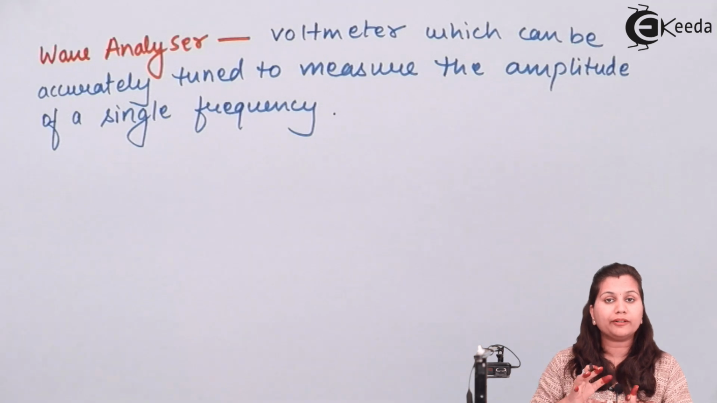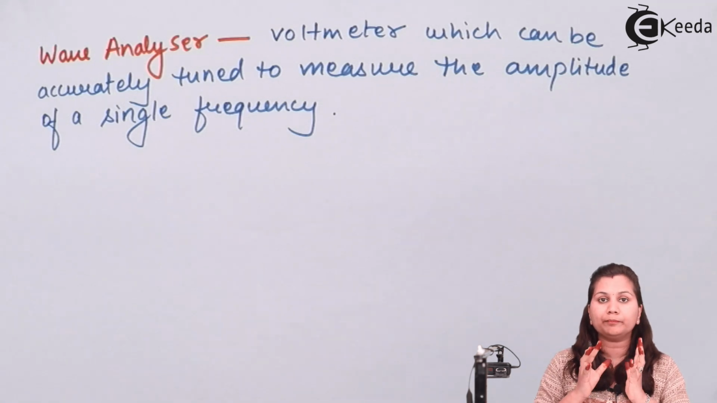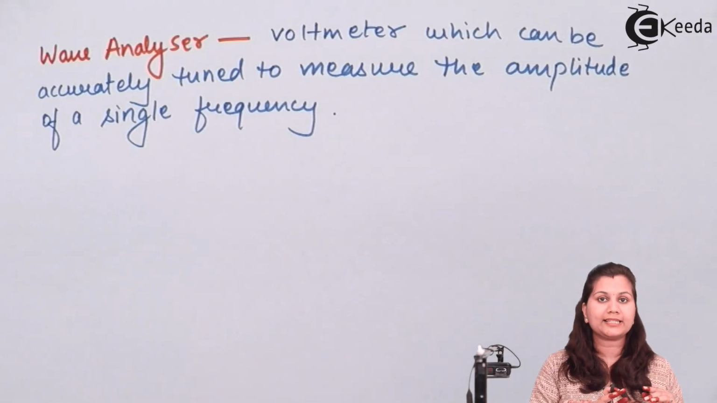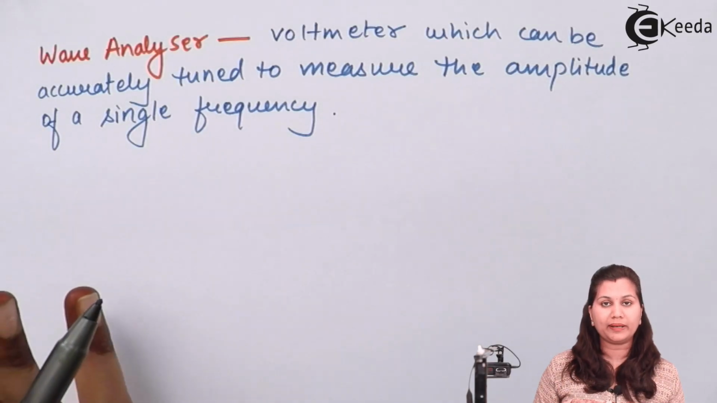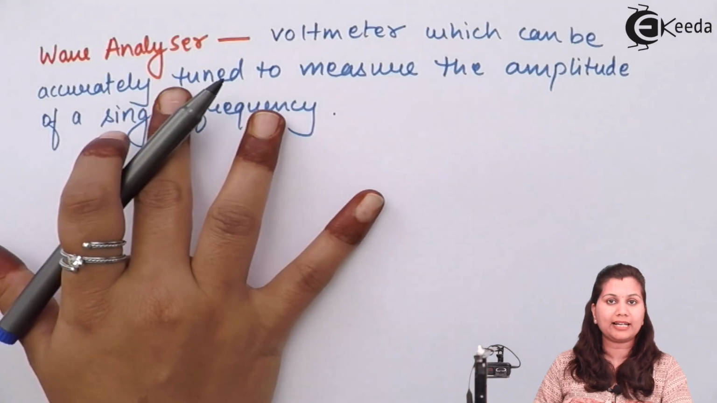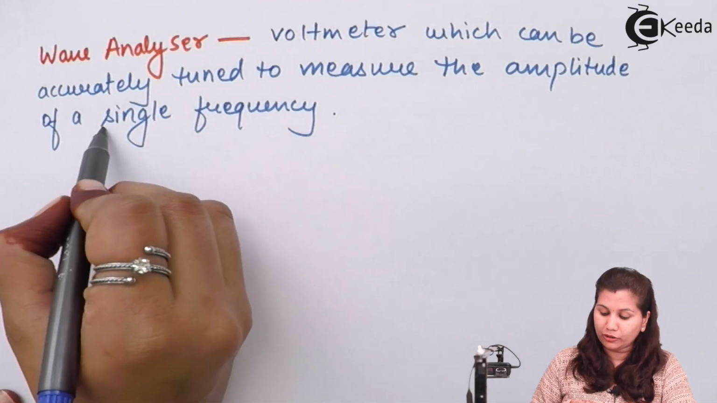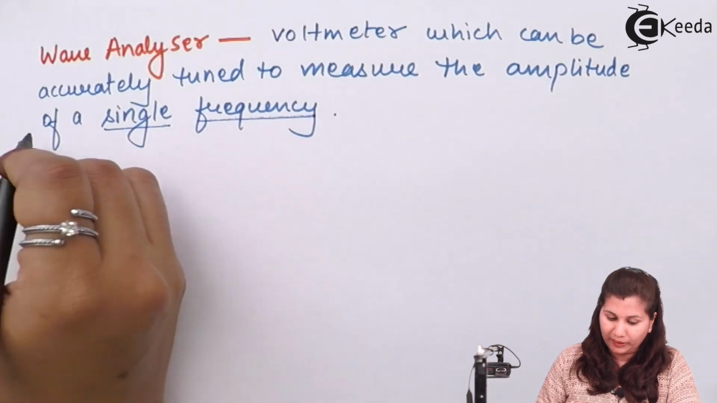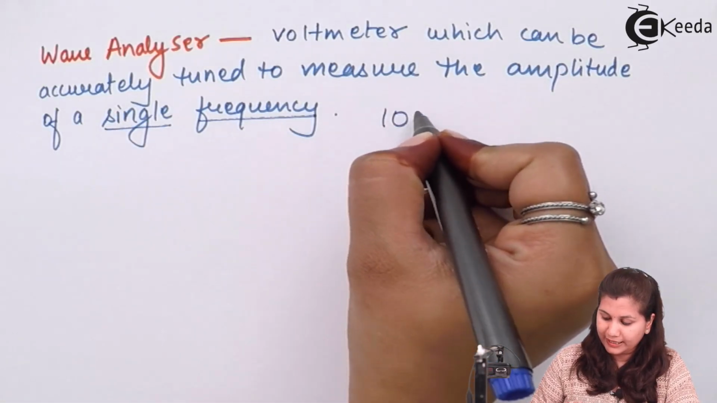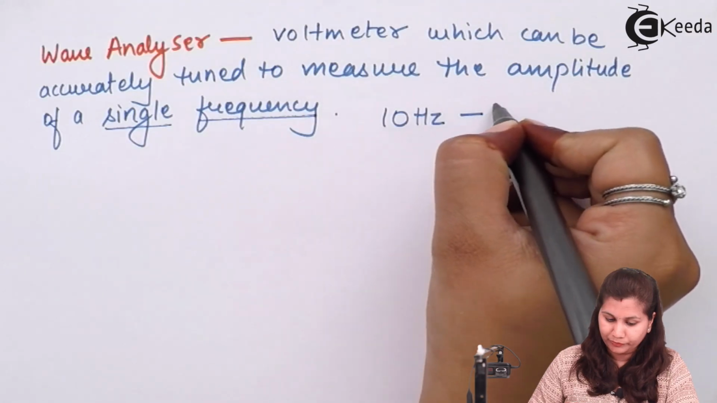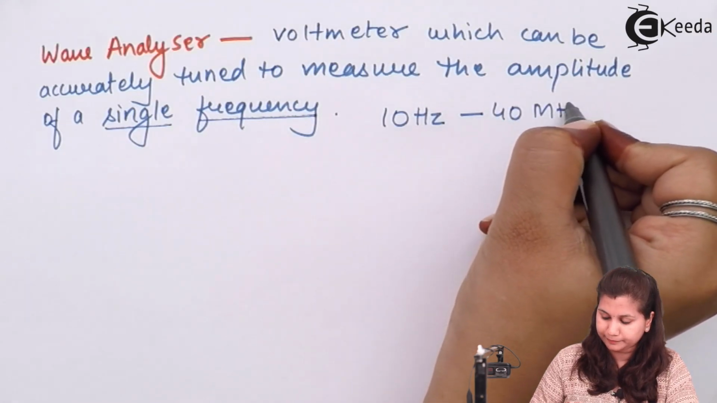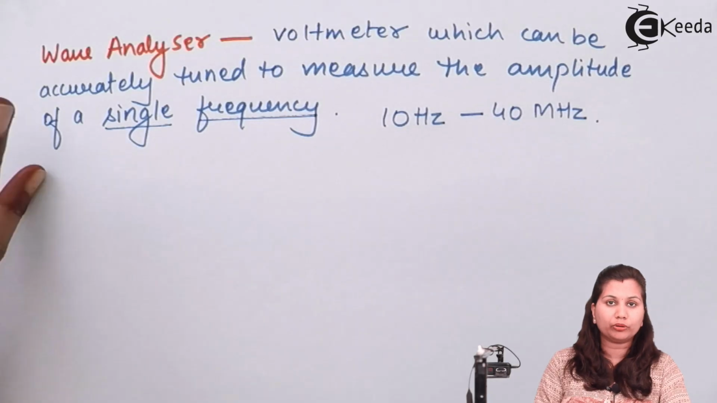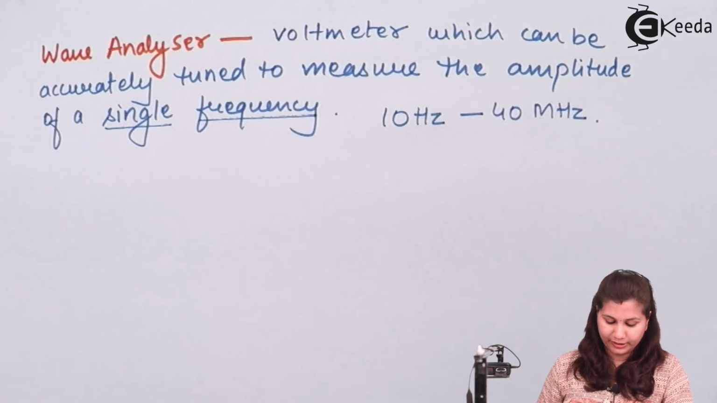So both are measuring the frequency, but the frequency range is different. In the spectrum analyzer it is over the entire frequency range, and in the wave analyzer it is for a particular or a single frequency. Now the operating frequency range of this wave analyzer is 10 Hz to 40 megahertz. So you can see that the frequency range of both these analyzers is also different.